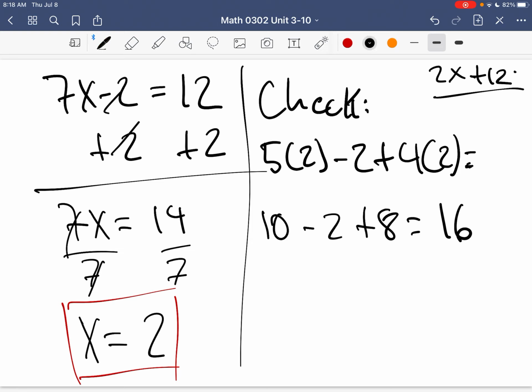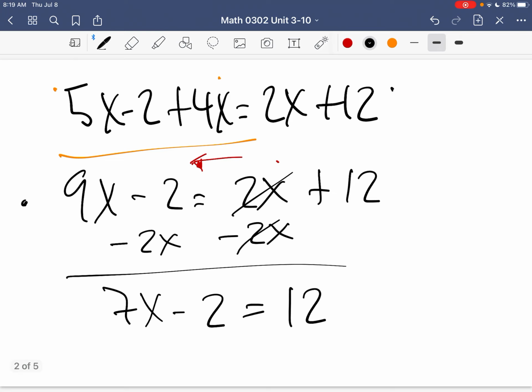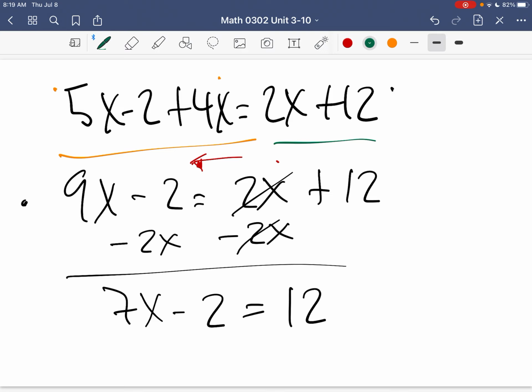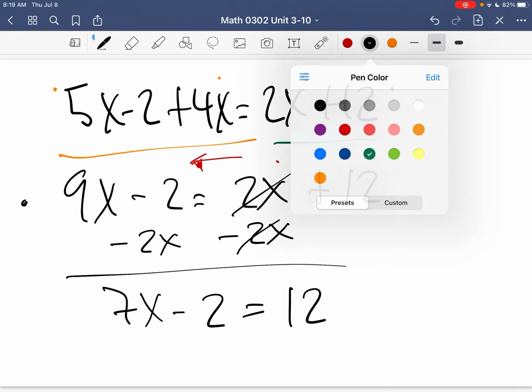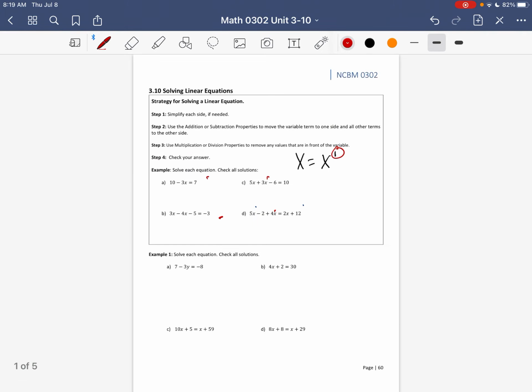Let's plug x equal to 2 into the right-hand side of the original equation. 2 times 2 plus 12: 4 plus 12 is equal to 16. So the left-hand side of the original equation is equal to the right-hand side, and that occurs when x is equal to 2. The solution of the equation, x equal to 2, we'll leave in a box.